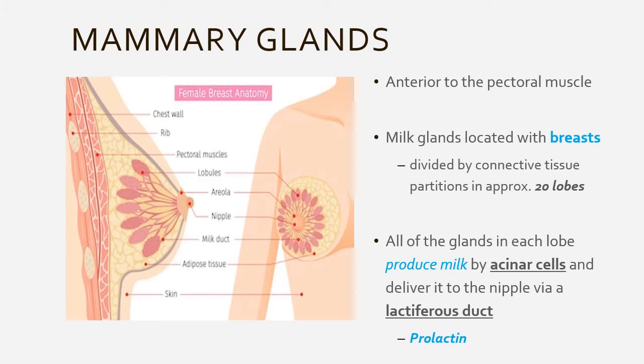So acinar cells, by the way, are exocrine cells. And they deliver it to the nipple via the lactiferous duct. So the hormone responsible for the milk production is prolactin.